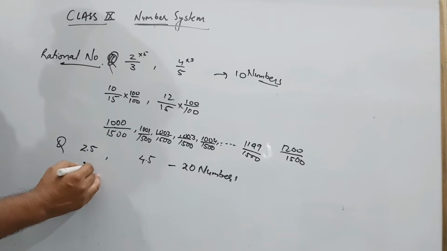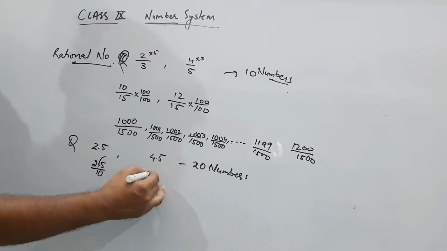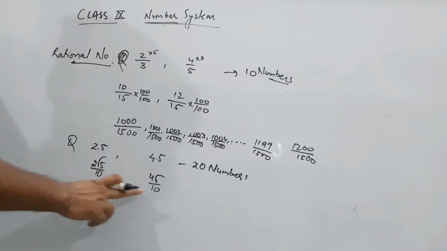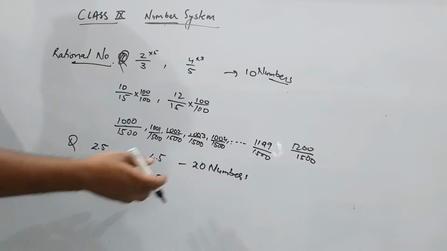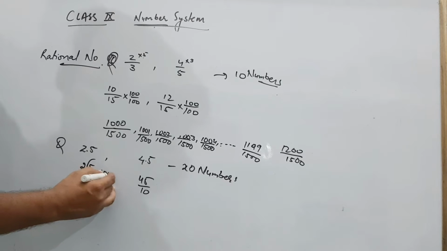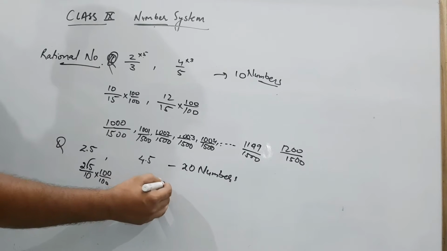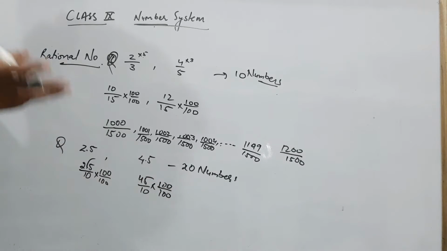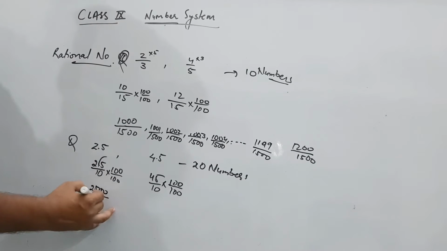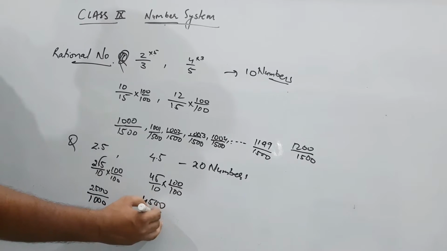First of all, change them into the form of fractions. It becomes 25 upon 10, and this becomes 45 upon 10. Very easy. As you can see, they are already like fractions. When they are already like fractions, how many do you have to find? 20. So I insist you multiply by a number with more zeros, like 100, not 10. So multiply both numbers by the same number. So it becomes 2500 upon 1000 and 4500 upon 1000.